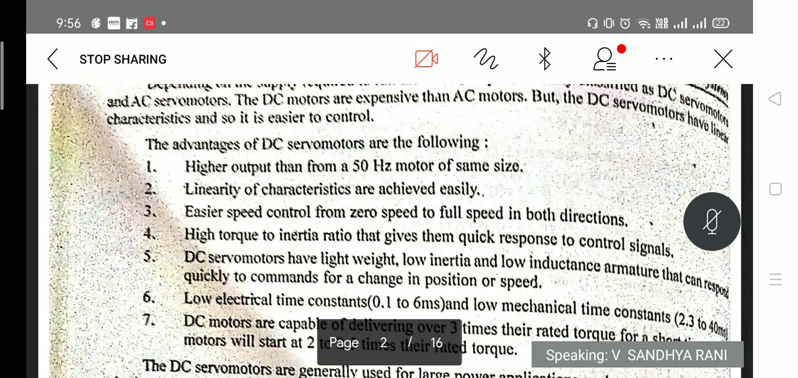Okay. And linear characteristics. The system is linear, so the efficiency is also more, and it can be achieved easily. Easier speed control from 0 to full speed and full speed to 0 speed. Both directions we can control easily in this DC servo motor. High torque to inertia ratio gives quick response to the control signals in DC.